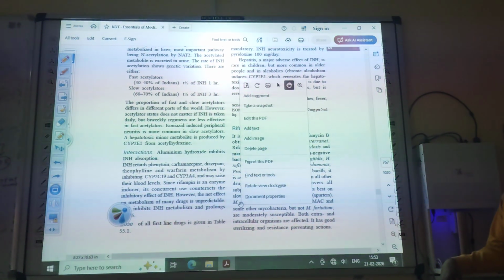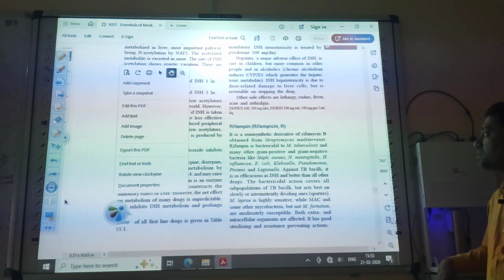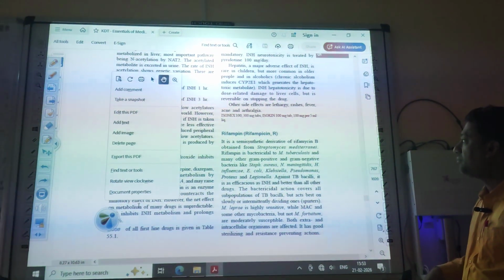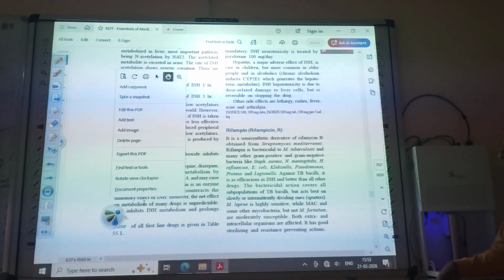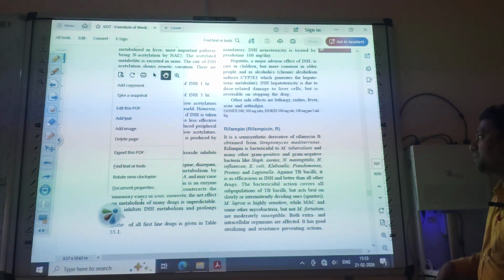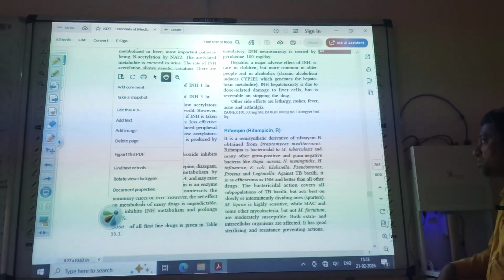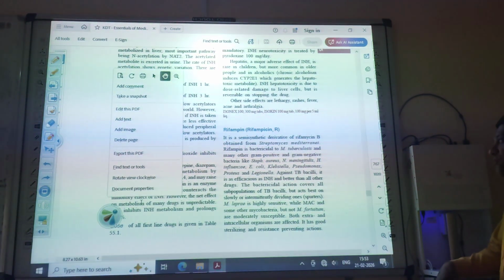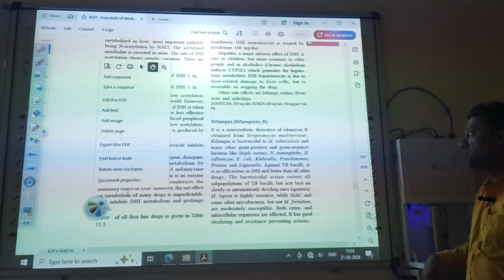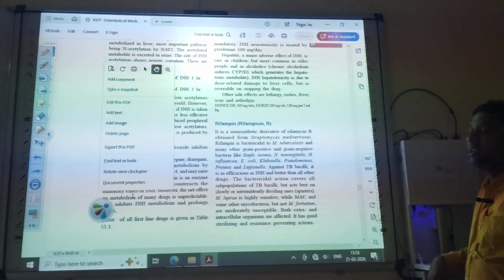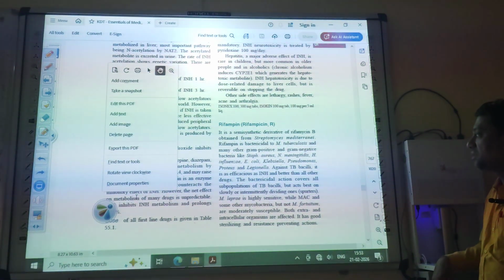What is the causative microorganism for tuberculosis? Mycobacterium tuberculosis. Along with Mycobacterium tuberculosis, many other gram-positive and gram-negative bacteria like Staphylococcus aureus, N. meningitidis, H. influenzae, E. coli, Klebsiella, Pseudomonas, Proteus, all these are killed by rifampin or rifampicin.